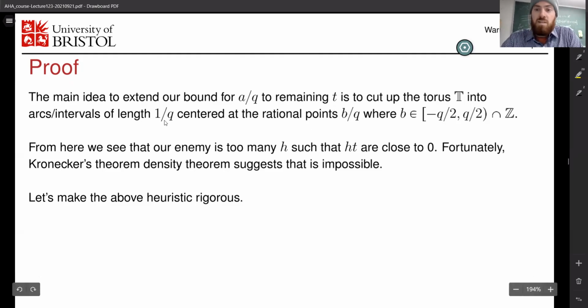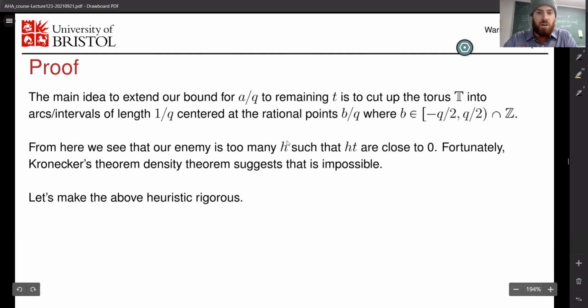Okay, again, take the torus. Let's cut it up into intervals of length 1 over q, centered at rational points b over q. Where I'm thinking about the torus as being from -1/2 to 1/2, because the norm on the torus assumes that you defined your point in that fundamental domain. So the points b over q just mean b is some integer in the range from -q/2 to q/2.